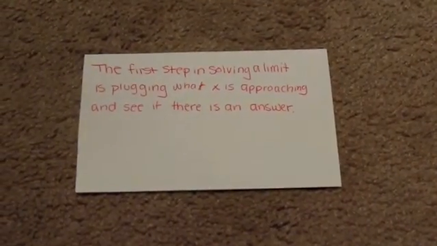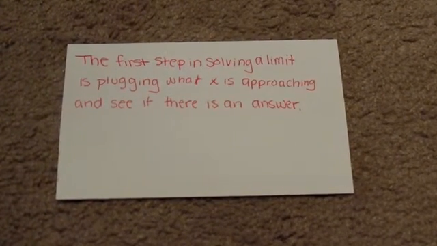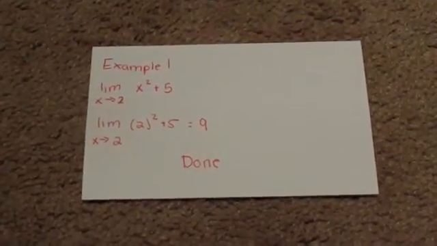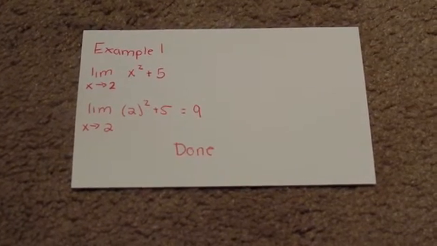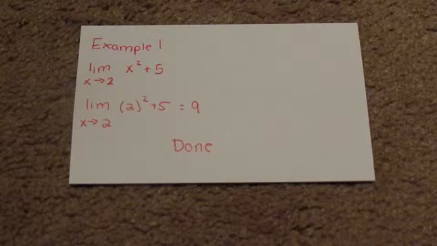The first step in solving a limit is plugging in what x is approaching and seeing if there is an answer. This is seen in example number 1, where the limit as x approaches 2 of x squared plus 5 is equal to 9. When you plug the 2 in, you simply solve and get your answer of 9, and you're done with your work.